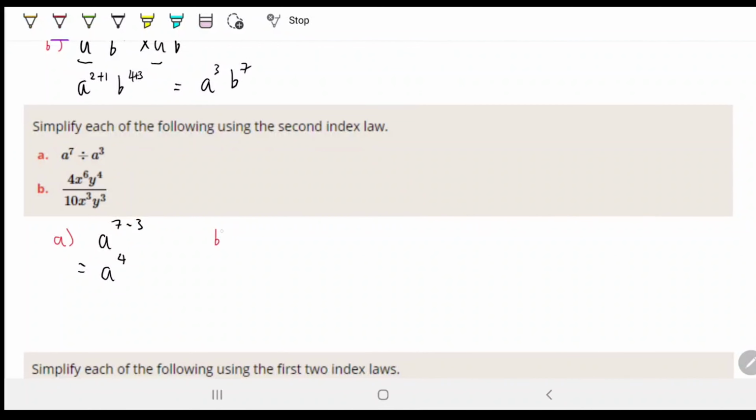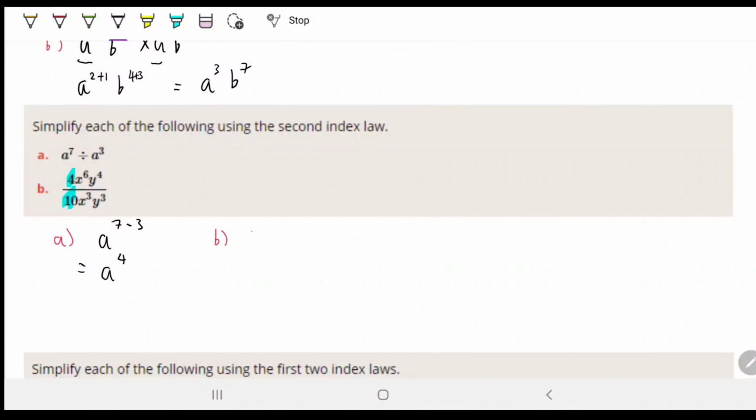Now in B, this is asking us 4x to the 6y to the 4 divided by 10x to the 3y to the 3. So what we can do in this one is we need to find one factor that will go into both 4 and 10. So the answer for this one would be 2. 2 goes into 4 and 10. So ask yourself, 4 divided by 2, what number will that give you? It will give you 2. 10 divided by 2, what number will that give you? It will give you 5.